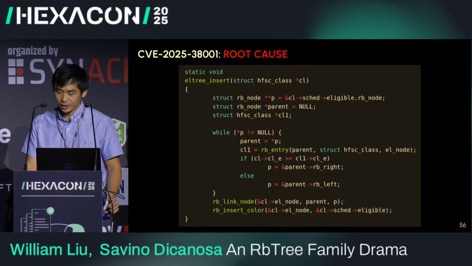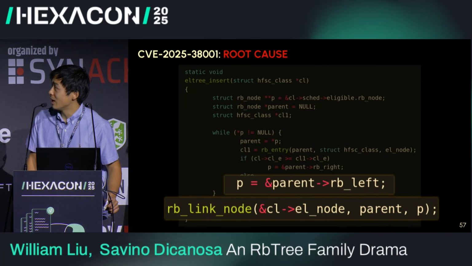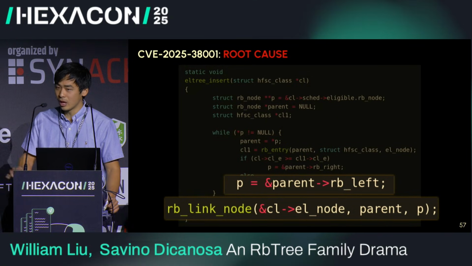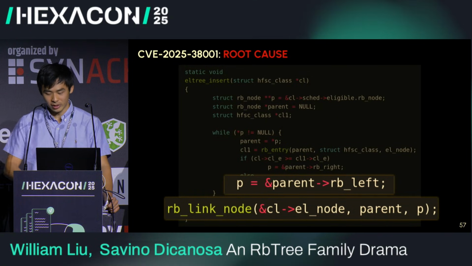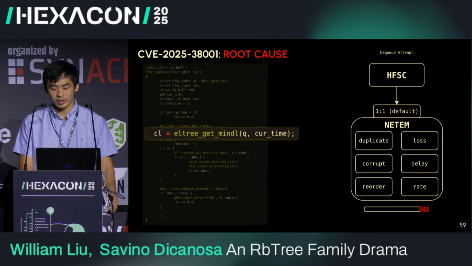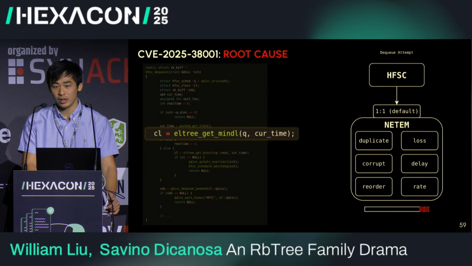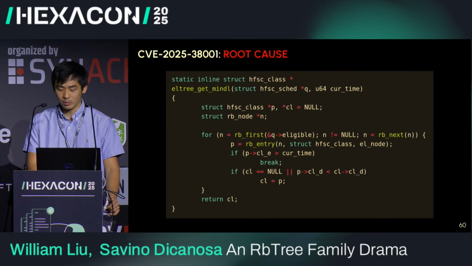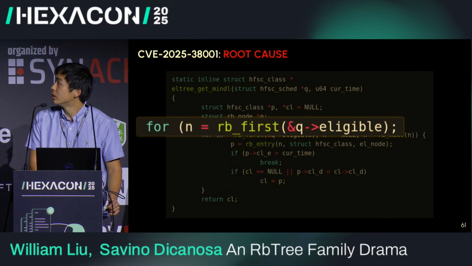Now, when you do L tree insertion, it links the left node in. So now the object's left node points back to itself. So when the kernel tries to immediately dequeue the packet, it calls this L-tree get mine L function, and it goes from least to greatest. It tries to search for the correct class.